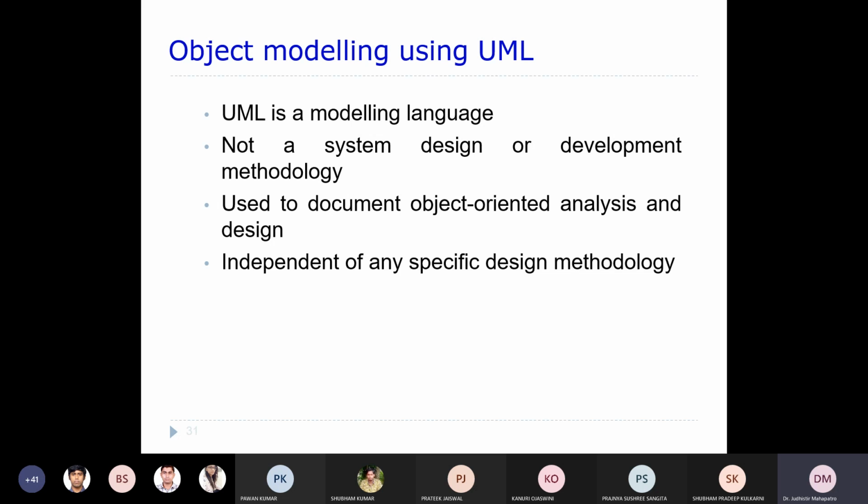So, any doubts from our students related to object oriented concepts? No, sir. Okay, right.